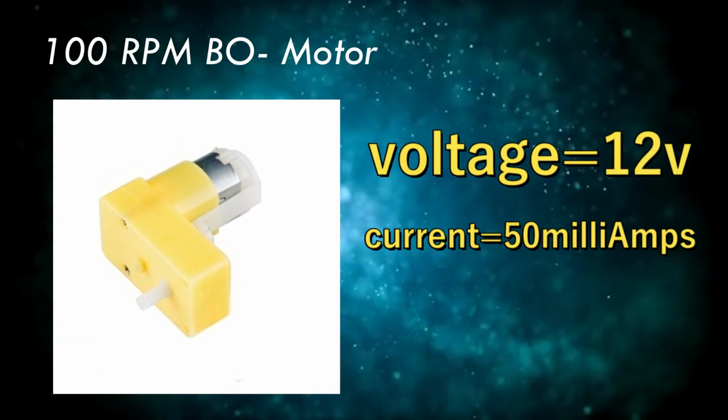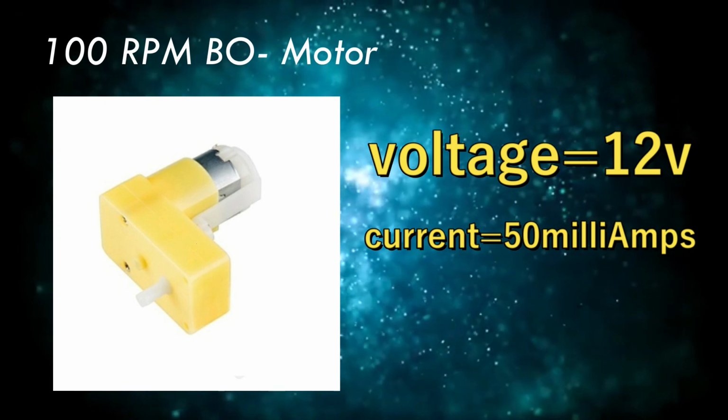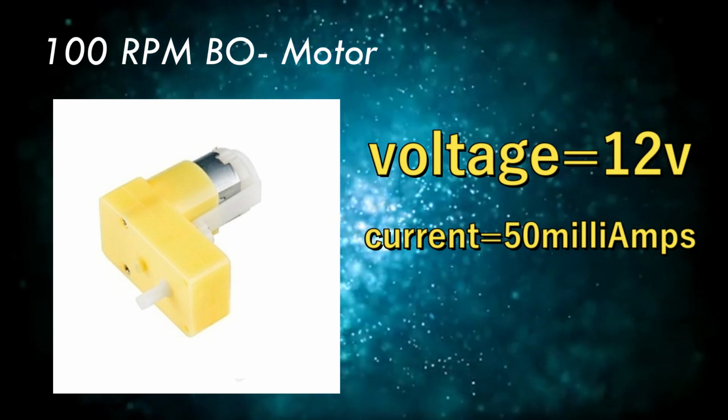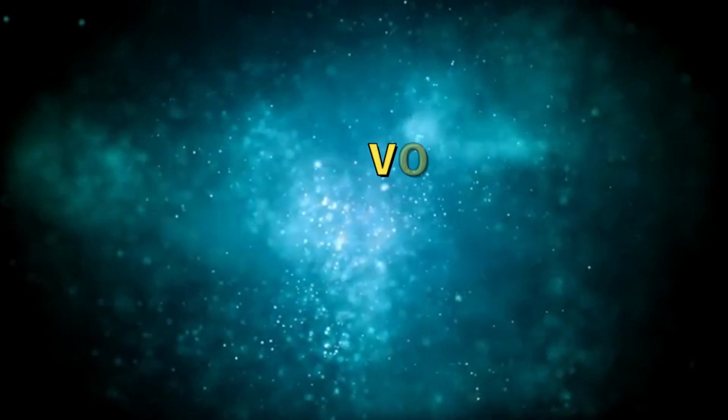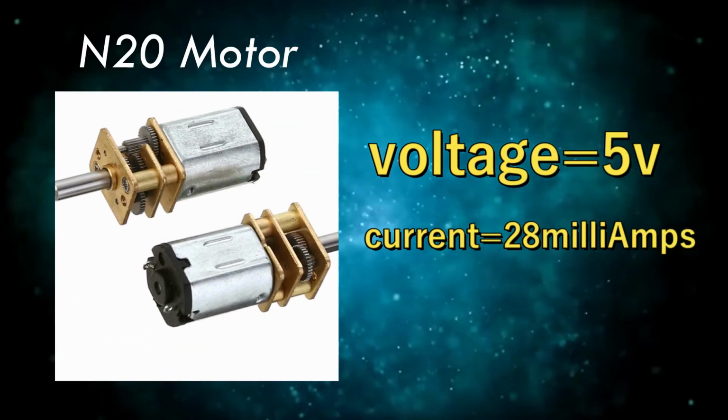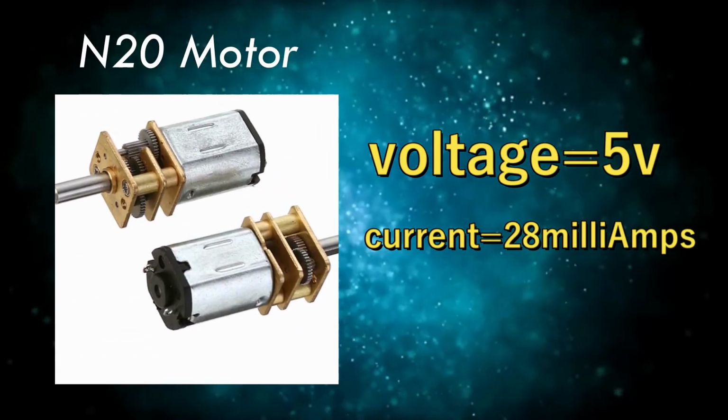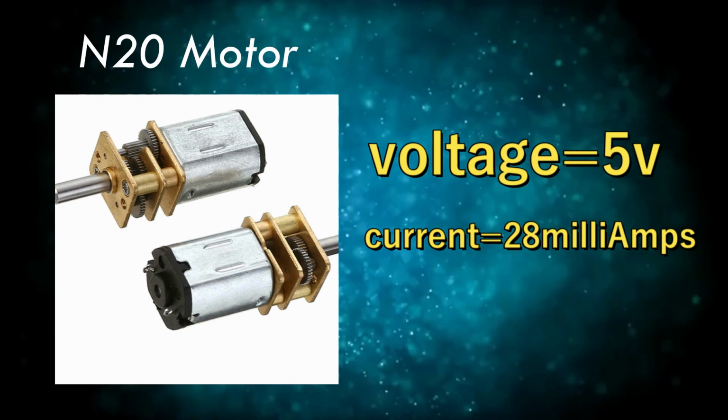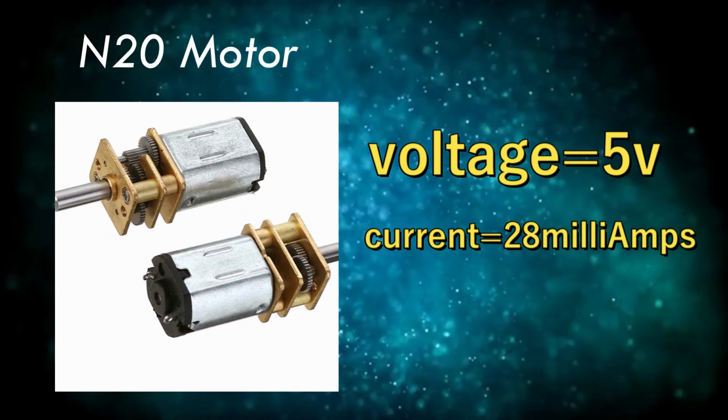Motor number 9, 100 rpm bow motor. Consumes 12 volts and 50 milliamps of current. Motor number 10, N20 motor. Voltage is 5 volts and 28 milliamps of current. It is used in toy cars.